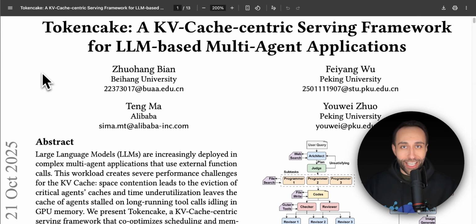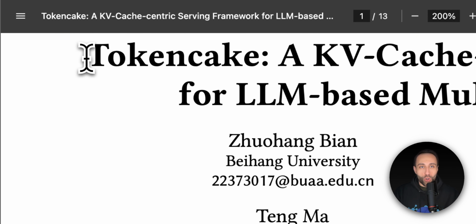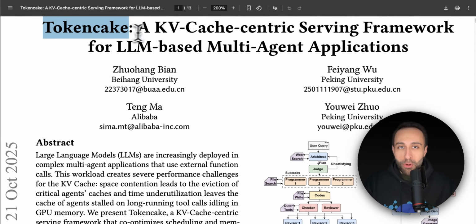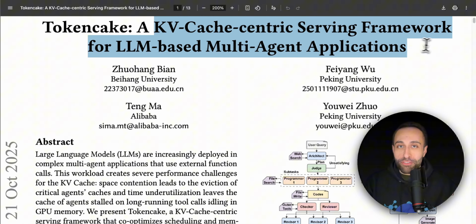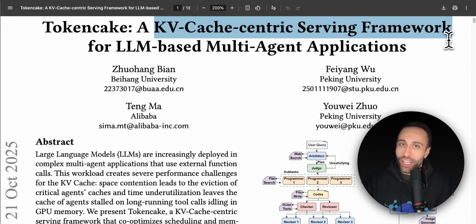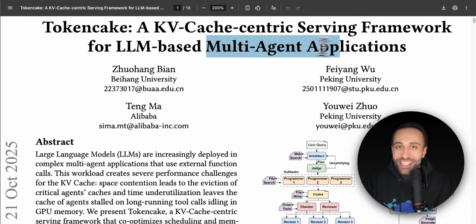If you're running AI agents, you're wasting GPU and your agents are getting slower. Not because your model is bad, but because the inferencing stack that you use, namely vLLM, is not agent aware. But thanks to this recent research called TokenCake, they are proposing a KV cache centric framework for serving LLMs or AI agents, but being agent aware.